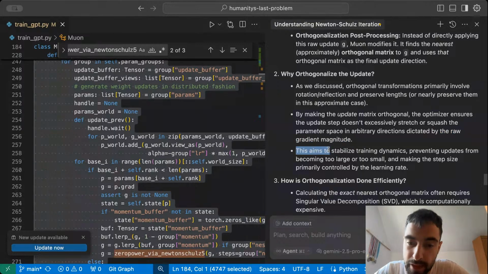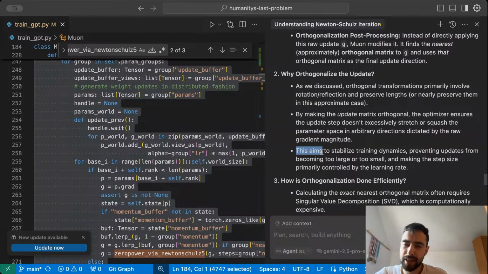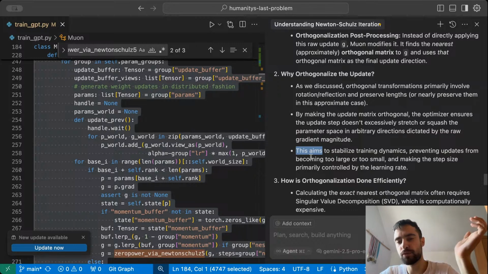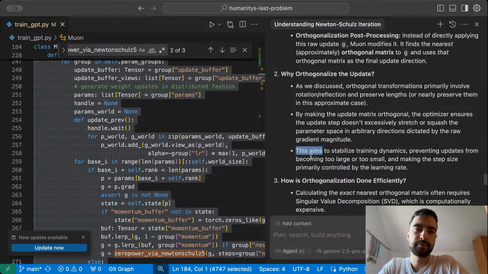Let's see. This aims to stabilize training dynamics, preventing updates from becoming too large or too small. I guess it's the same as with you don't want to make too big steps and overshoot the local or global minimum, or too small updates that you don't move at all. Yeah, I think that's it.